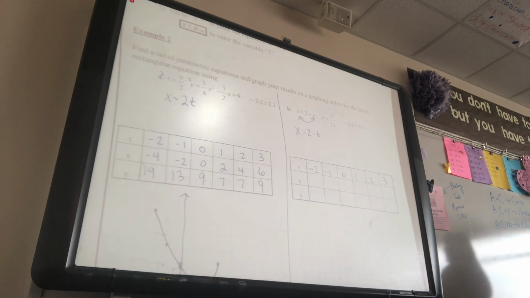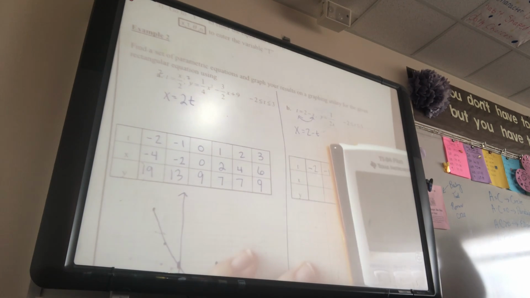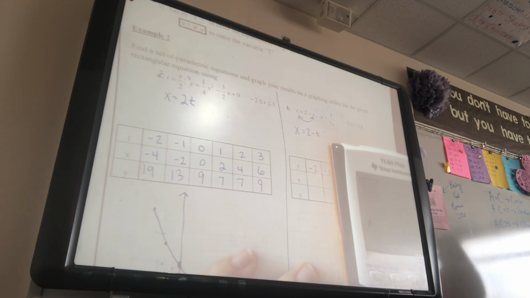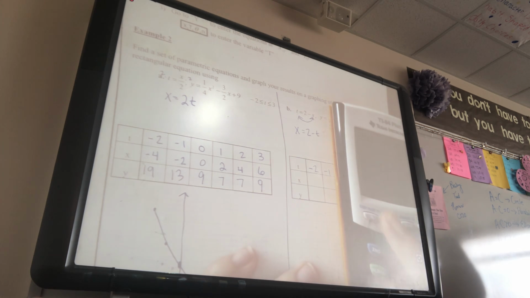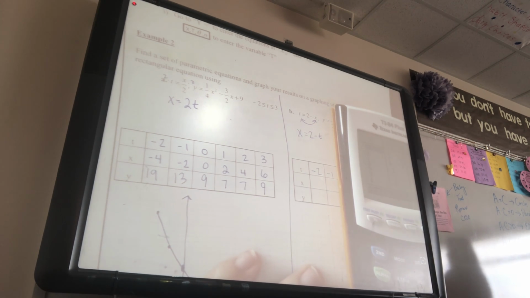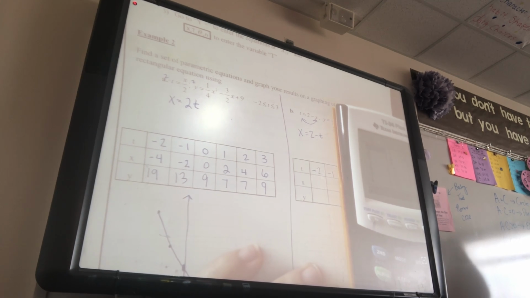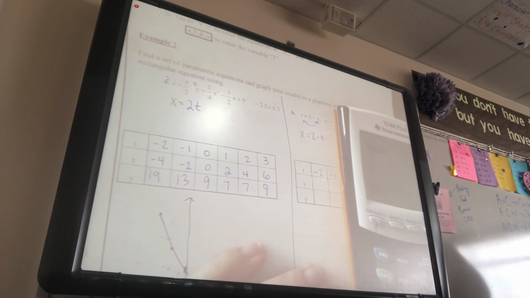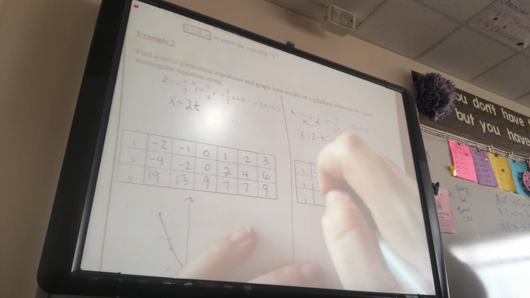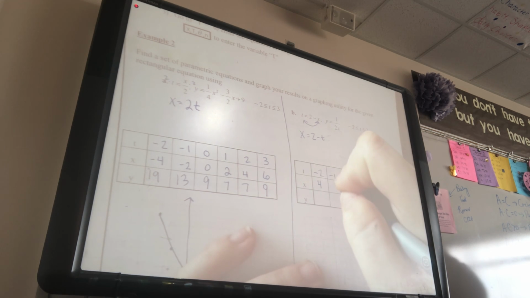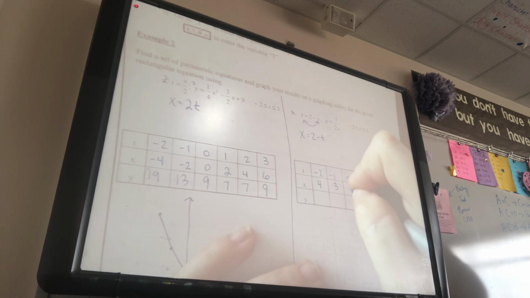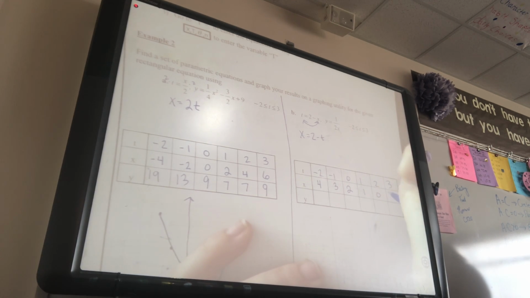If you feel the need to put this into your calculator, you have to go back and change your mode back to function and then enter it in. 2 minus x. Okay, if you're just trying to get whatever the t values are there, change it back to function. So let's see, -2, what does this give me? 4, -1 is 3, 0 is 2, 1, 0, -1.